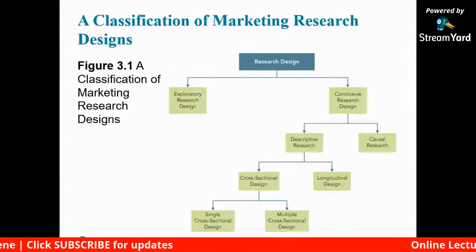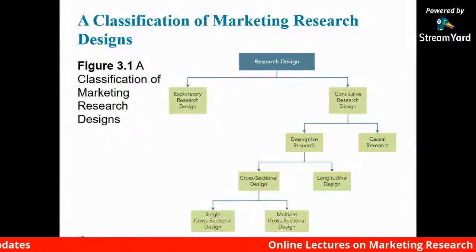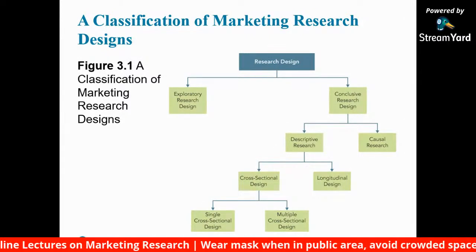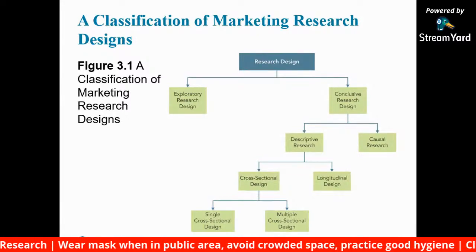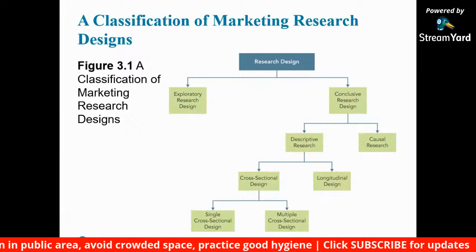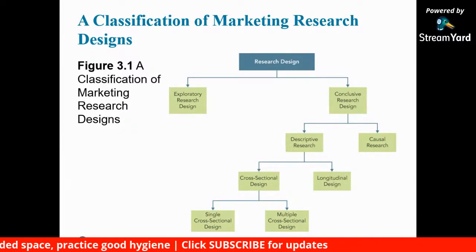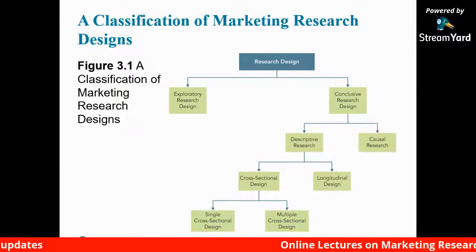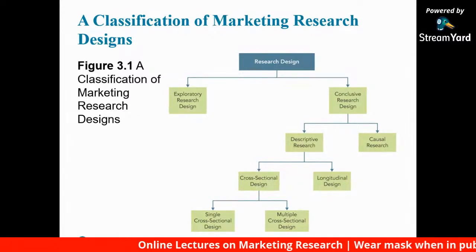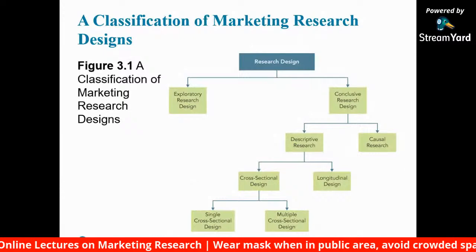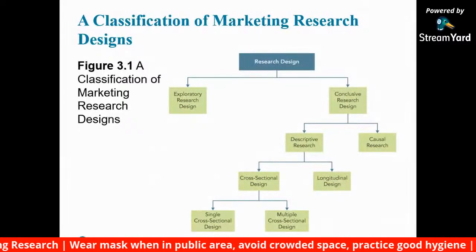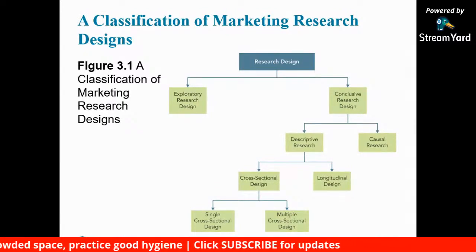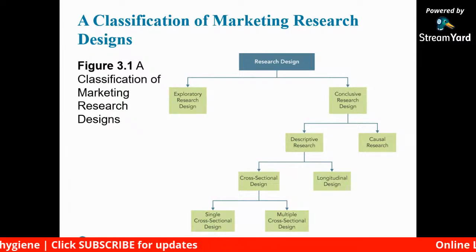Let's come to see this: classification of marketing research design. We have two major designs. It might differ compared to normal social science research. When talking about marketing research design, we have two here. First, exploratory, reflecting the name itself, and the second one is conclusive research design.